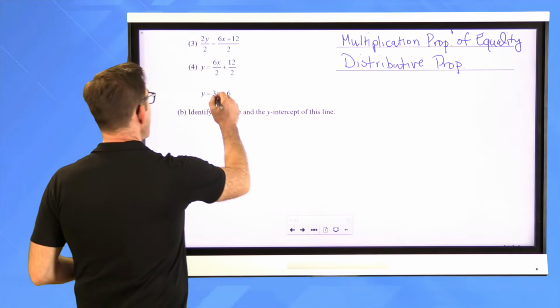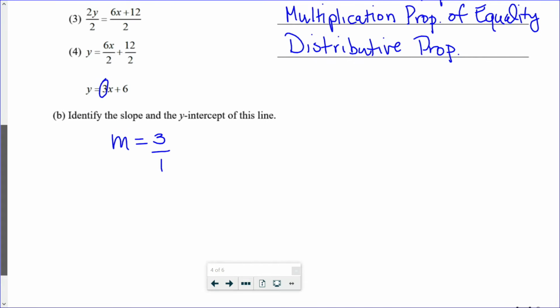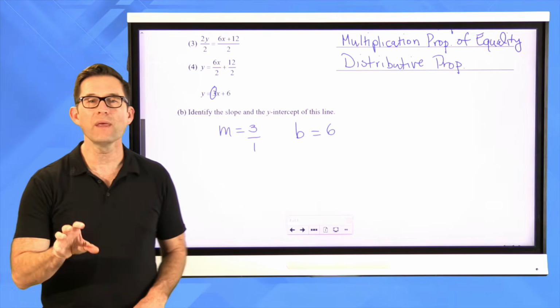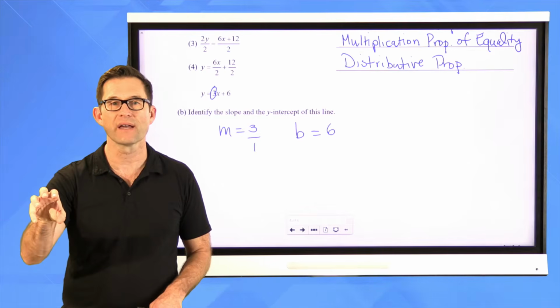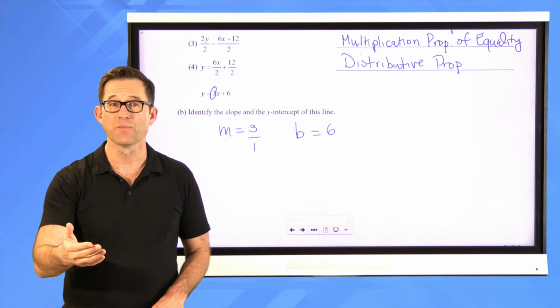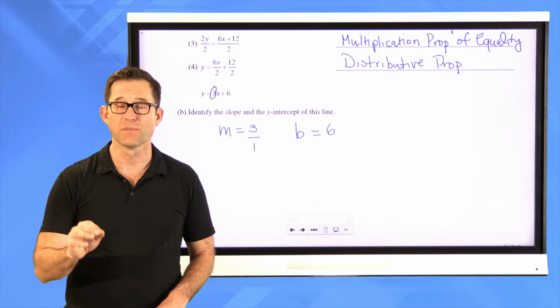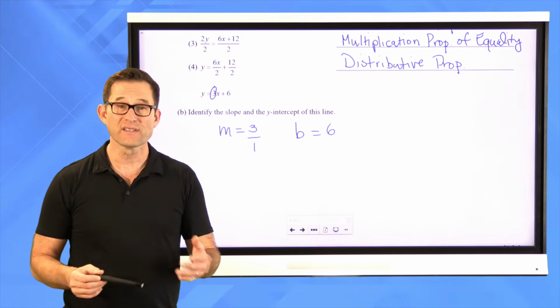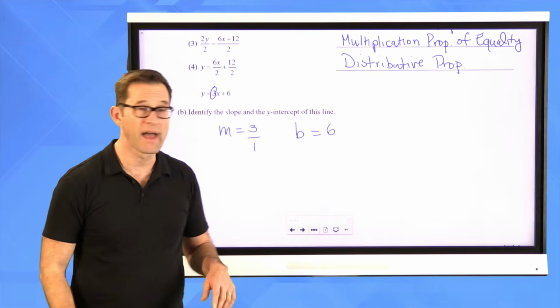The slope now is the number multiplying x, so the slope is 3 or 3 over 1, and the y-intercept is 6. But it's only when we have a line written as y equals a number times x plus another number that we can identify the slope as being the number multiplying x and the number that's being added on as being the y-intercept. So let's get some practice with this because it's remarkable how often this can actually come up.